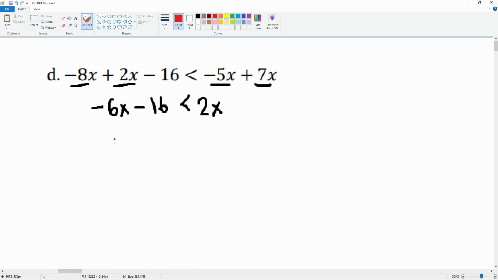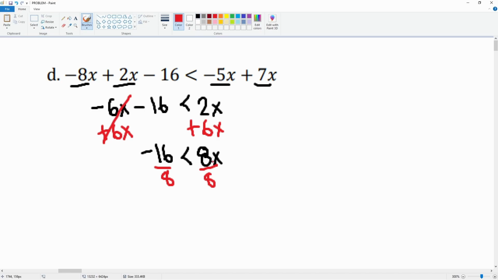You want to get rid of the smaller variable. That -6x is smaller than 2x, so we're going to add 6x to both sides. This does cancel, leaving you with just a 0, so we just have a -16 on the left hand side, which is less than 2x plus 6x gets you 8x here. Now you want to divide 8 to both sides, and in this process, this does cancel, leaving you with just a 1. You have x is less than -2, or you can say x is greater than -2.